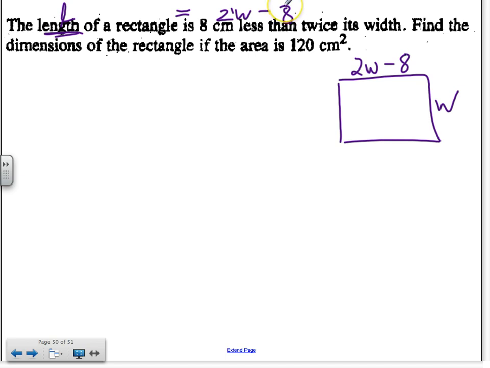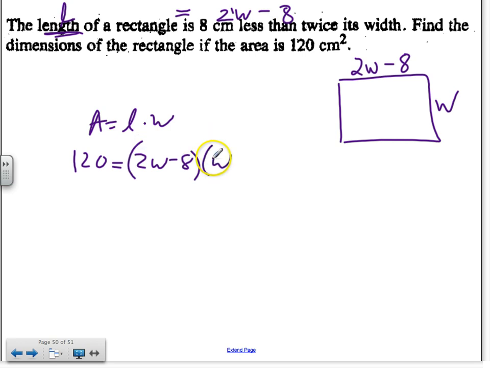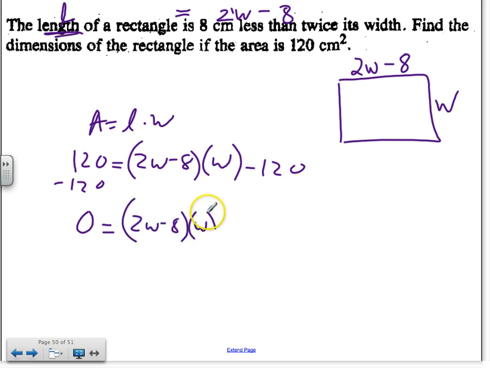So I have the width, I have the length. How do I find the area? Area equals area is length times width. Do we know the area already? Is the area given? 120. So I plug in area 120, right? What's the length? 2W minus 8, right? What about the width? Just the width, right? Okay. What do I do here? Subtract 120. I can certainly subtract 120 from both sides. That means I'm going to get 0 here, and I get 2W minus 8 times W minus 120.